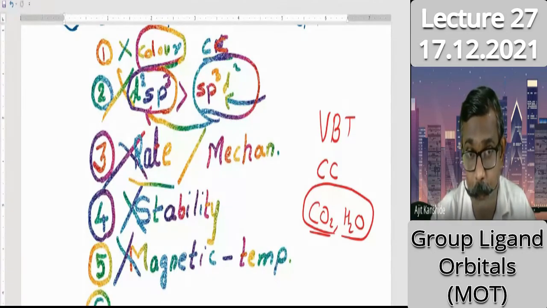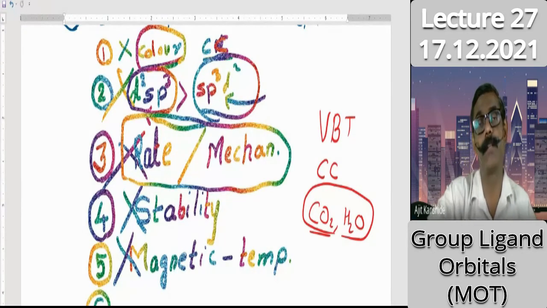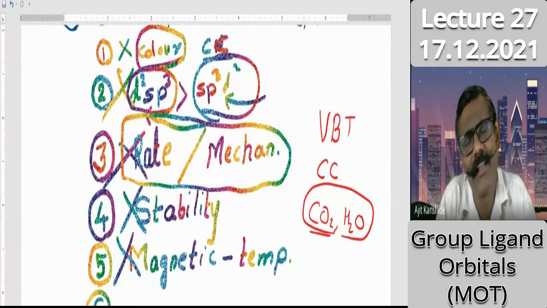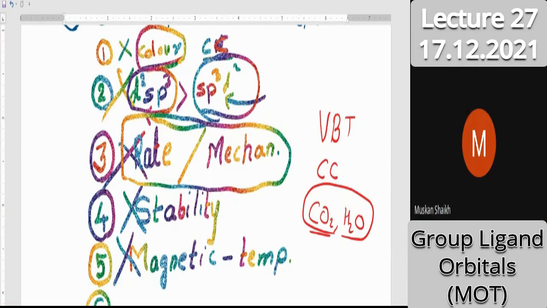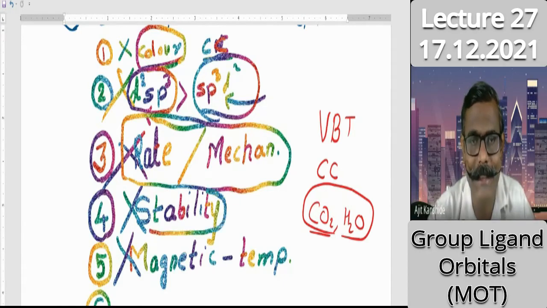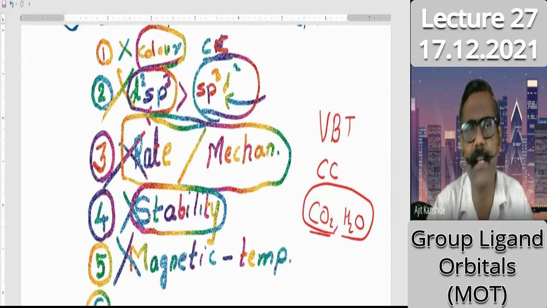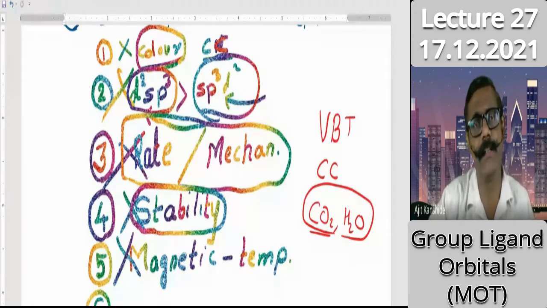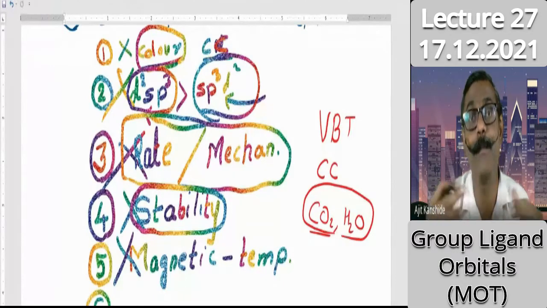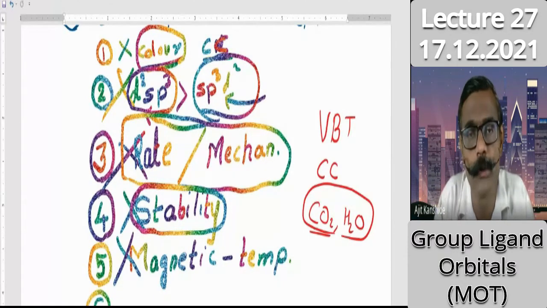See here, point number three is the same: rate of the reaction and mechanism not explained. I want a new point, the last point we consider: the idea about quantitative stabilities and bond energies is not clear. See, the stability of the complexes is of course related to bond energies, binding energies, bonding energies, stability energies. So point number four is covered.